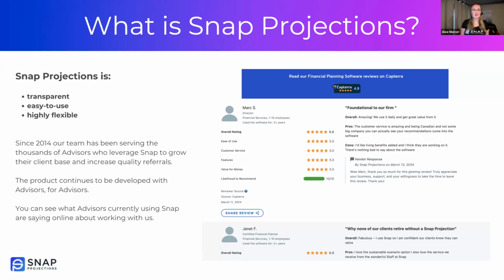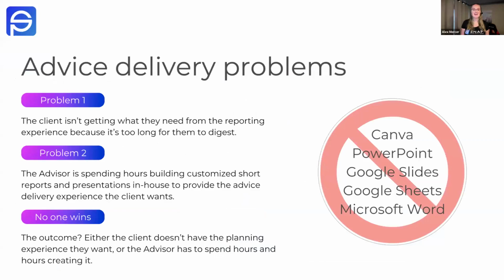If you want to hear from other advisors who are already using Snap, you can find reviews numerous places online. For example, on Capterra, which is an independent third-party software review site, you will find advisors saying things like none of their clients retire without a Snap projection and that the software has become foundational to their firm. As you can see, we are currently sitting at 4.9 out of 5 stars. So let's get to it and talk about the current problems with advice delivery.